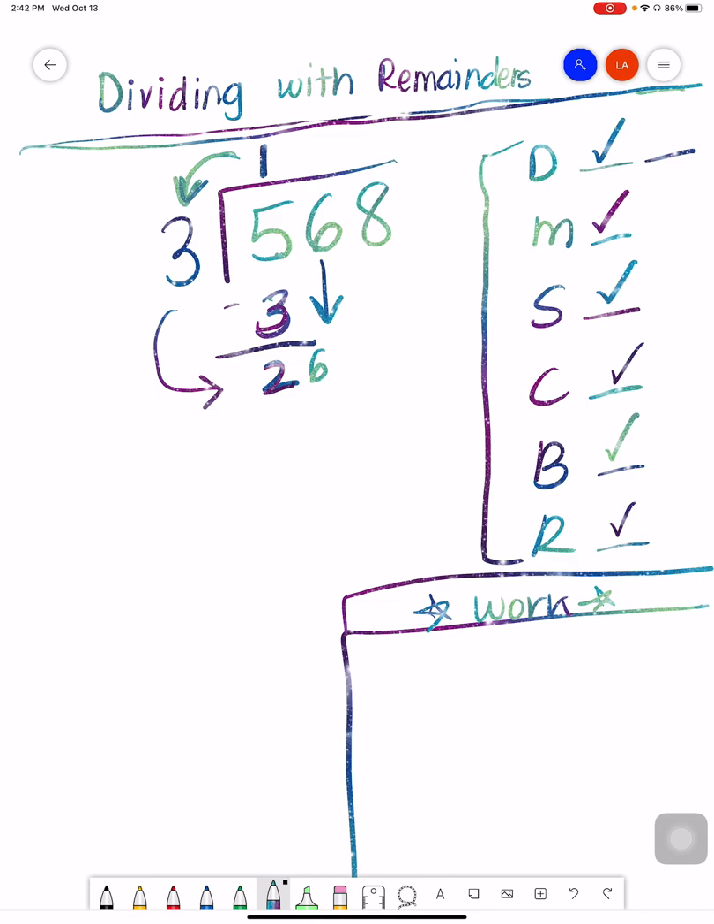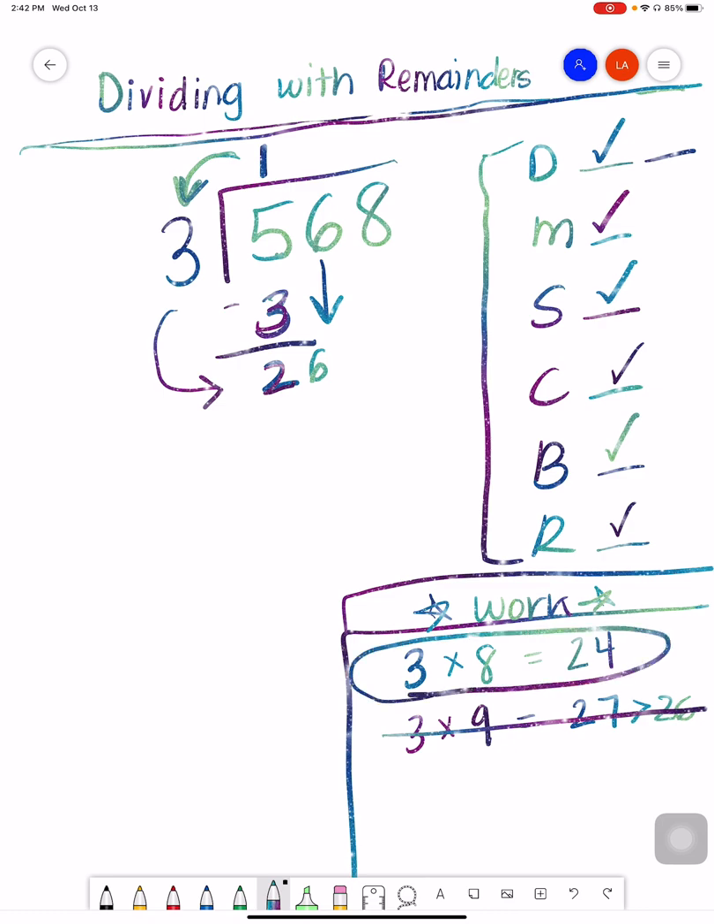I'm going to divide 26 by 3. Here's when I'll use my workbox. I know 3 times 8 is equal to 24. I know my multiplication facts. I know 3 times 9 is equal to 27. But 27 is greater than 26, so this can't be it. It's got to be 3 times 8 equals 24. So I'll put 8 above my house because 3 goes into 26 8 times.